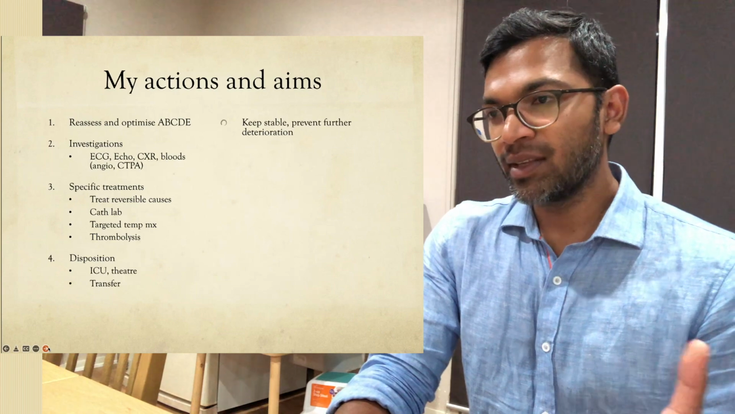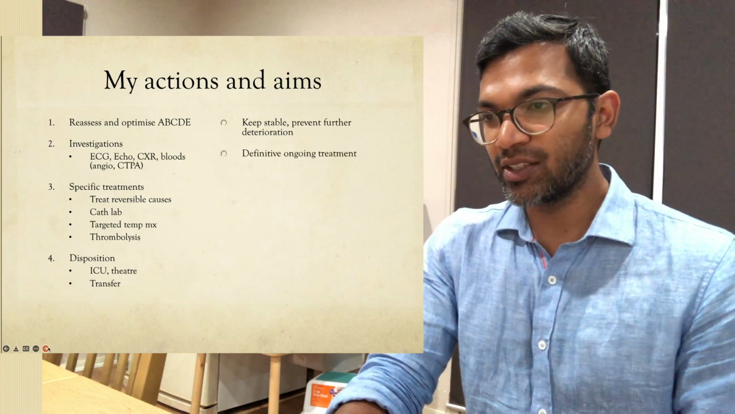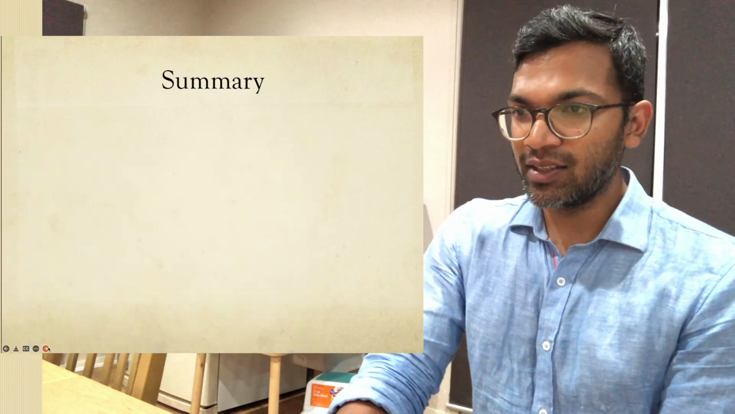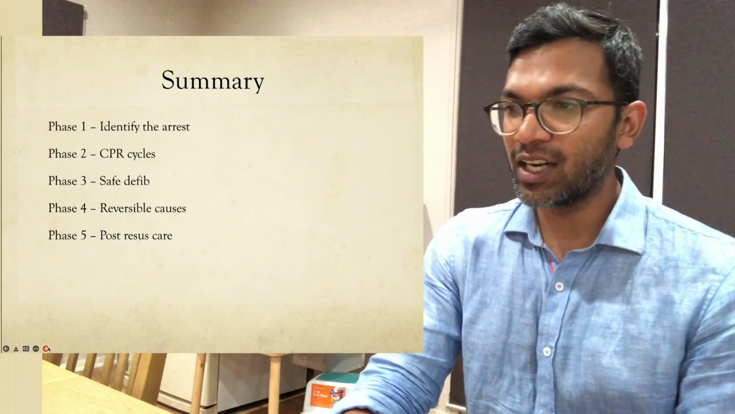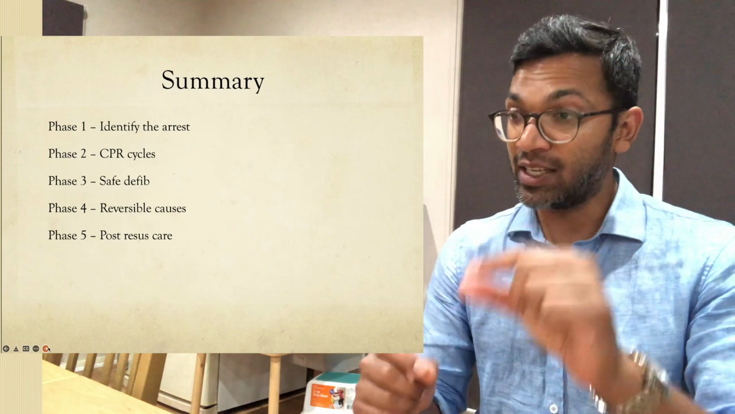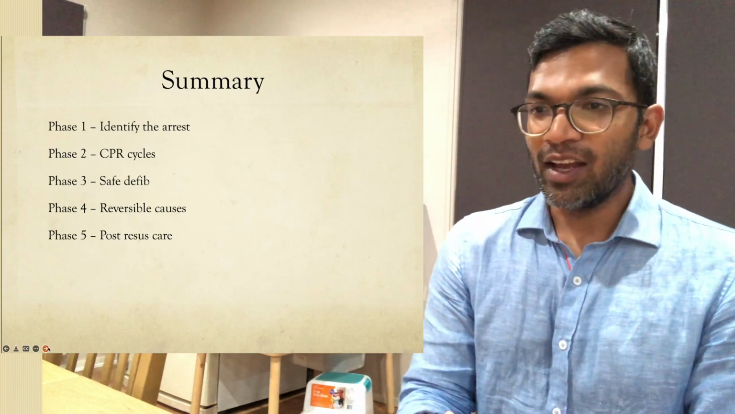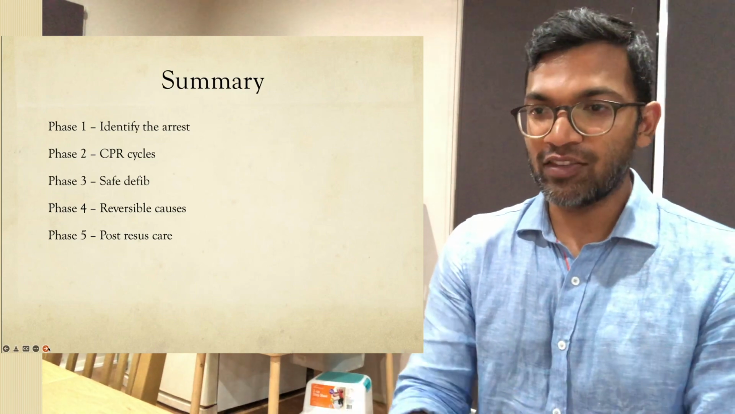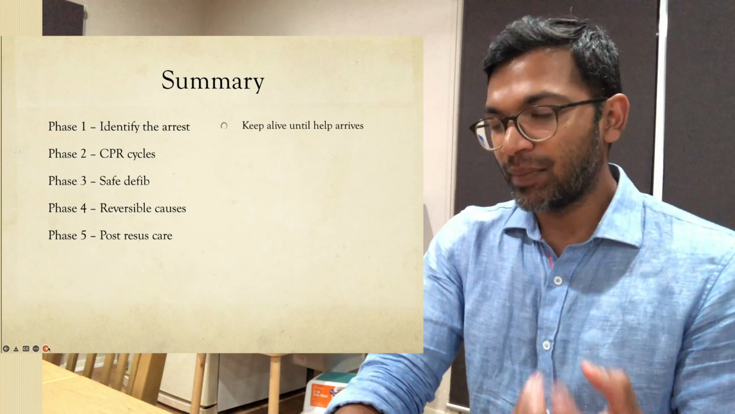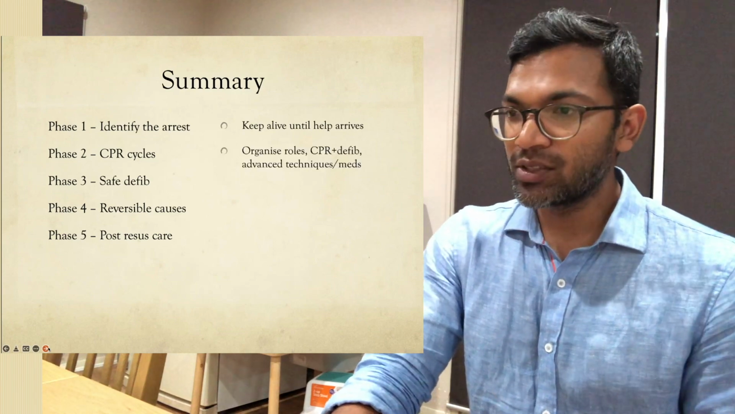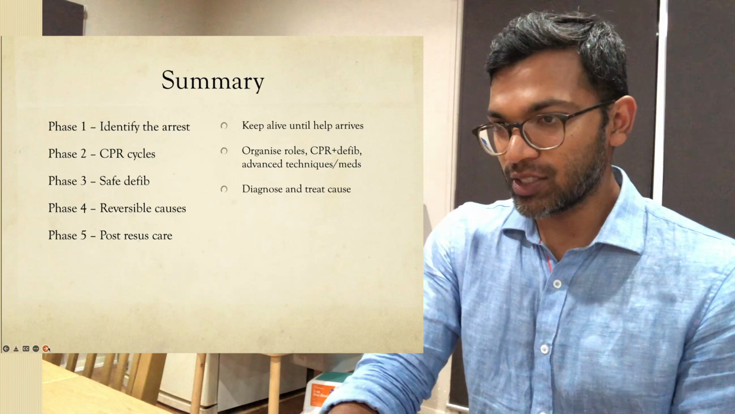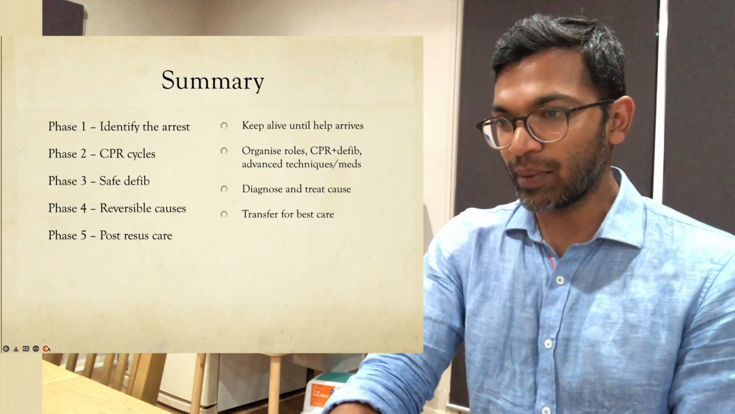And again, my aims are to keep them stable, prevent further deterioration, give definitive ongoing treatment, and then transfer to an appropriate location. So the summary is these are the five phases. The flowcharts are, to me, not conducive to understanding exactly what's happening at each step. So that's why I've done the five phases, which identify the rest: CPR cycle, safe defib, reversible causes, and post-resus care. And really, my aim is just keeping the patient alive until help arrives, organizing roles, which are all those multiple roles that need to be absolutely done, and then diagnosing and treating the causes with the reversible causes, and finally transferring for best care.